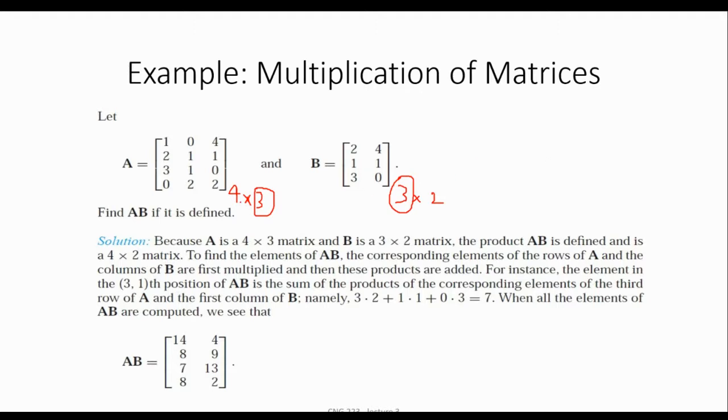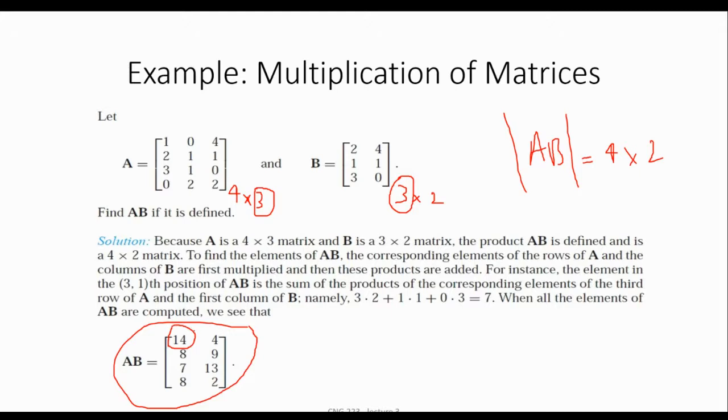So what do we have now? 4 rows and 2 columns. So AB, if I want to talk about its size, it should be 4 times 2. And that's what we see here. We have 4 rows and 2 columns. So how can we find the value 14 here?